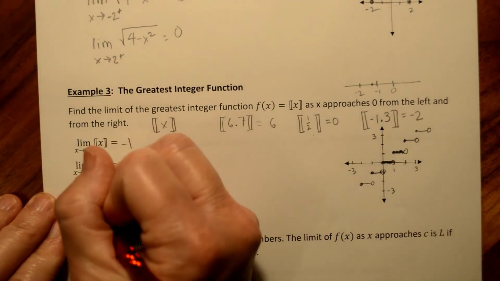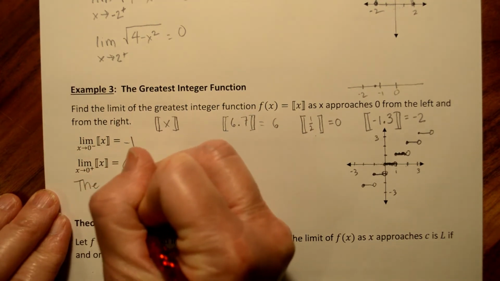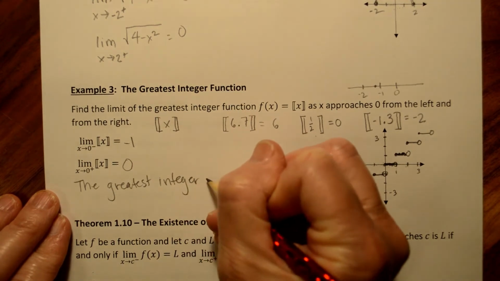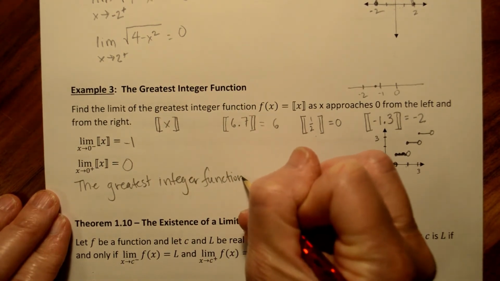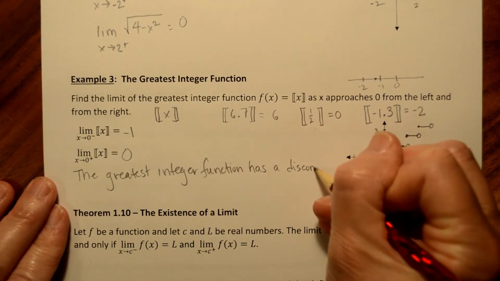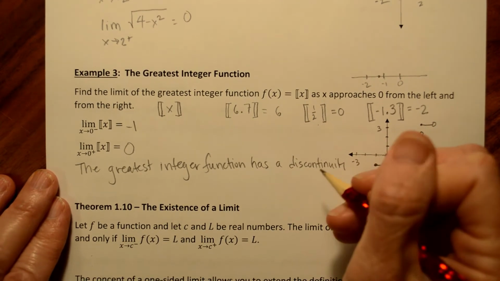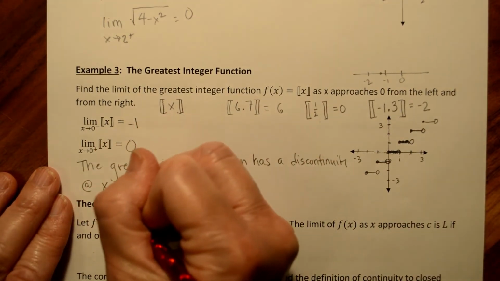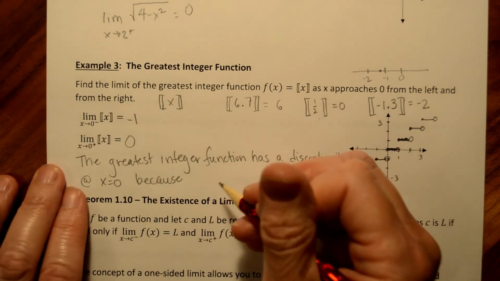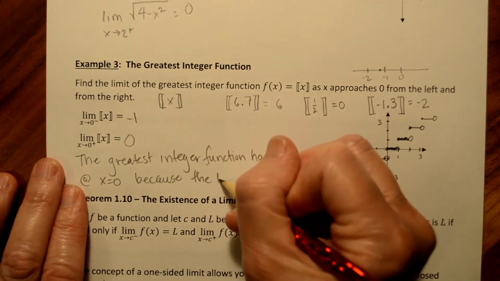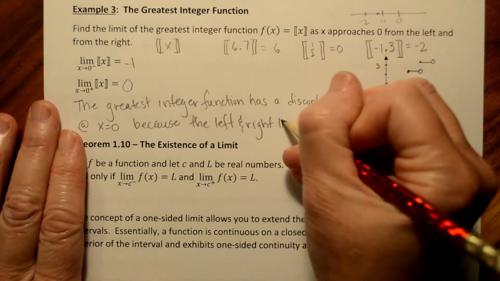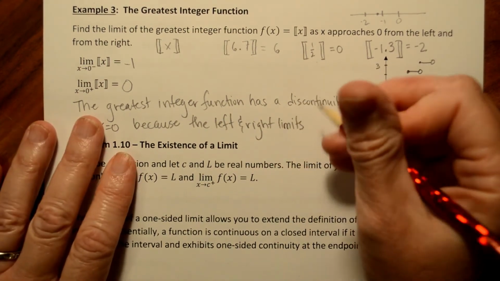All right, and we would say that the greatest integer function has a discontinuity at x equals 0 because the left and right limits at 0 are different.